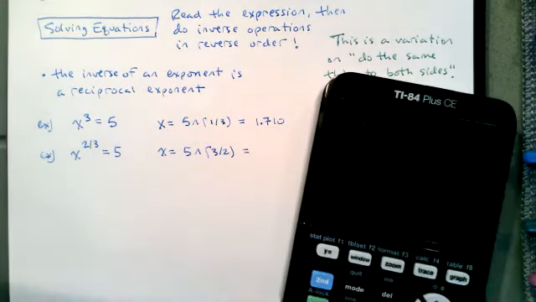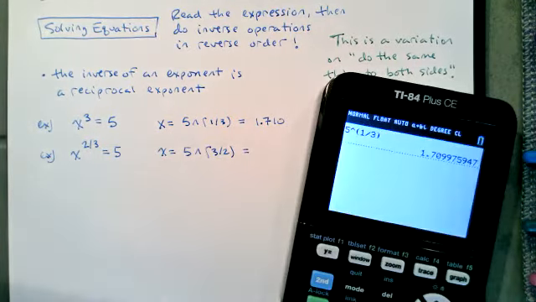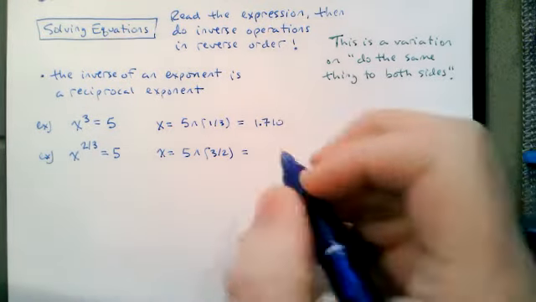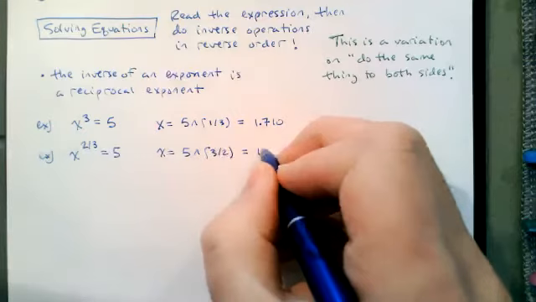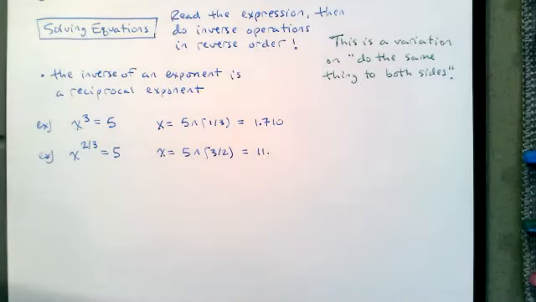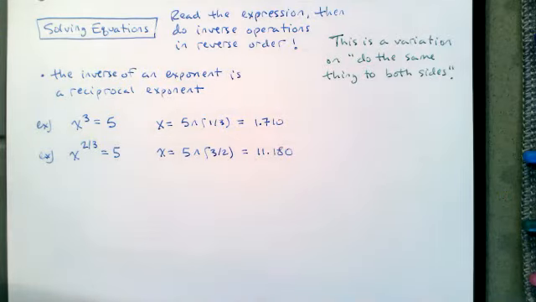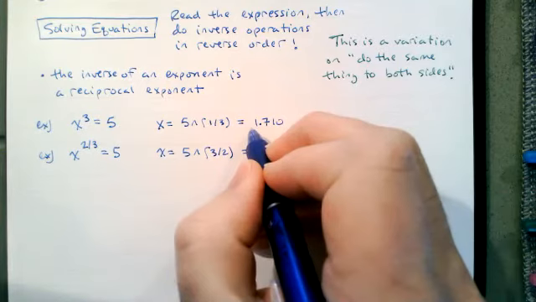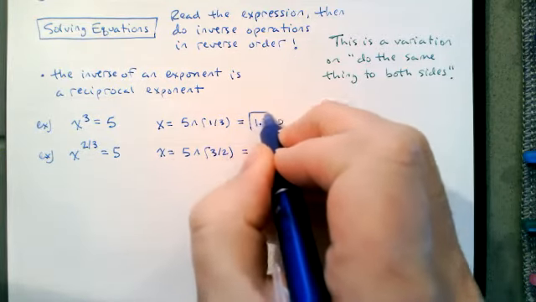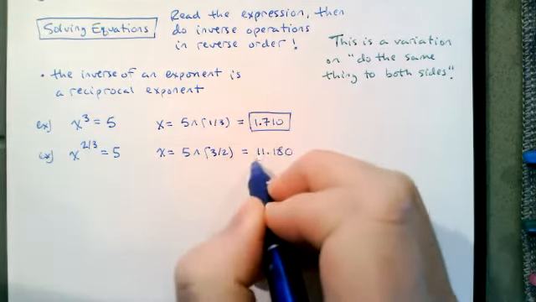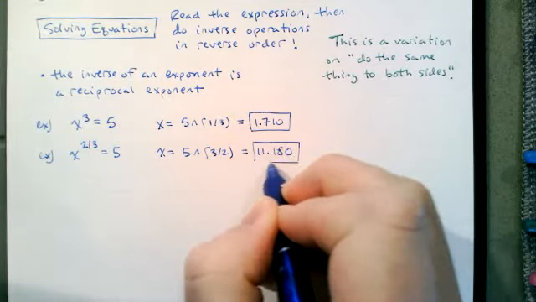And then once we start getting into things like the square root of 5, we will need a calculator. So 5 to the 3/2 is 11.180. I'm going to be rounding to the nearest thousandth just because I had to pick somewhere to round to. Usually in these problems, I will ask you for an approximation to the nearest thousandth. So these are approximations.